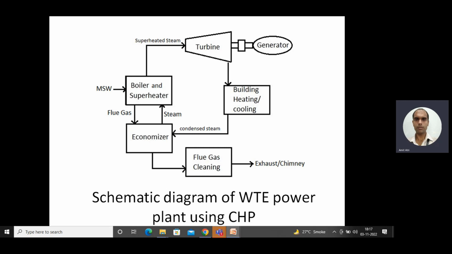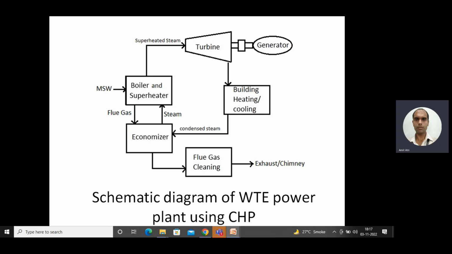So here we are seeing the applications of the heat obtained from municipal solid waste. First of all, it is used for producing electricity, and after that the next purpose is heating or cooling of a building. So this type of plant we can call a combined heat and power plant, because heat is also used there, and power is also generated there. So it is thereby increasing the efficiency of the system.